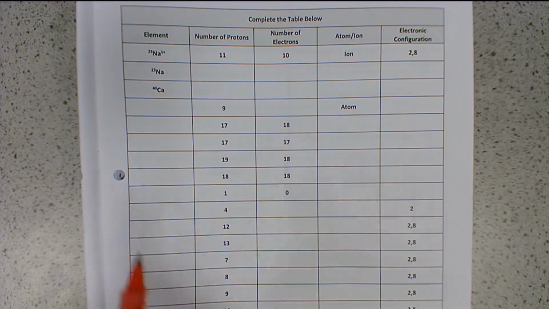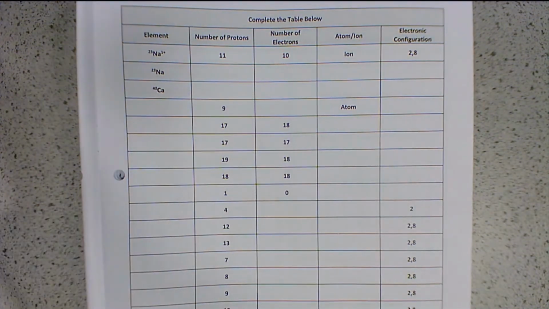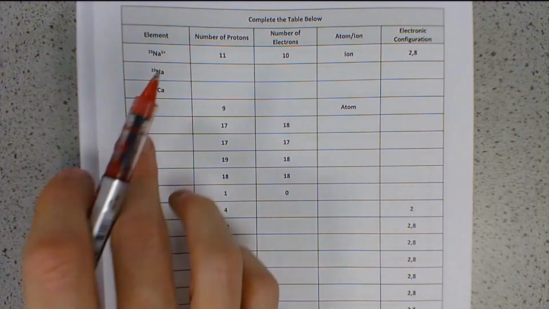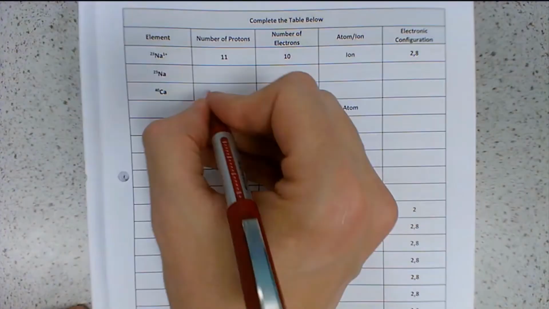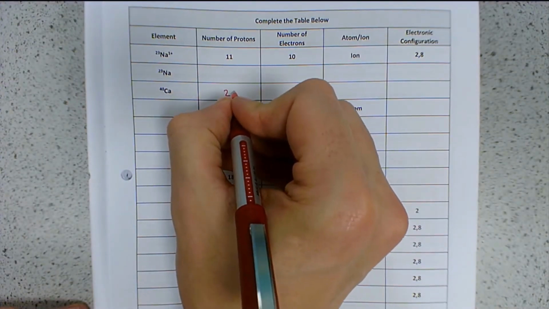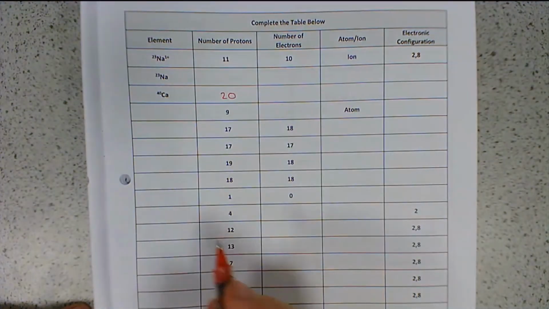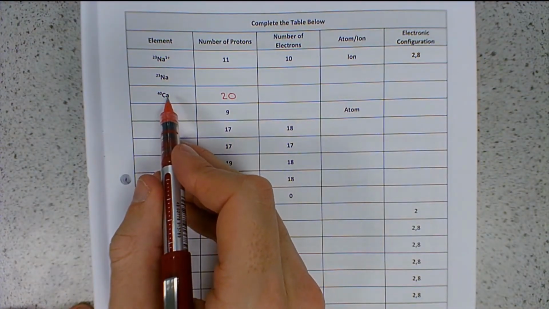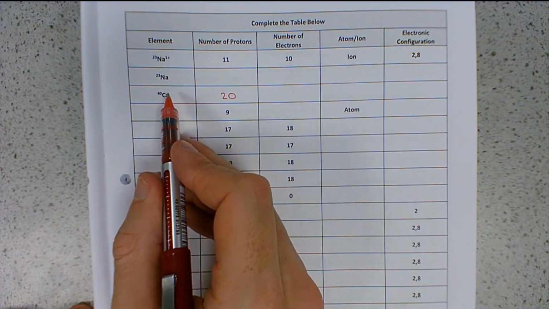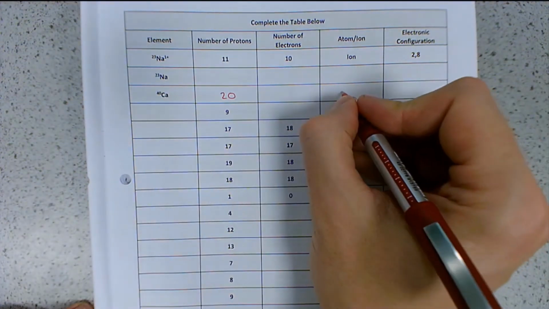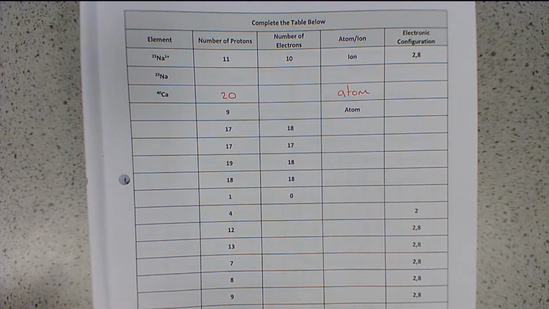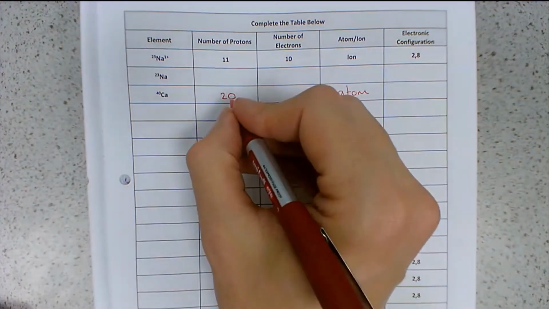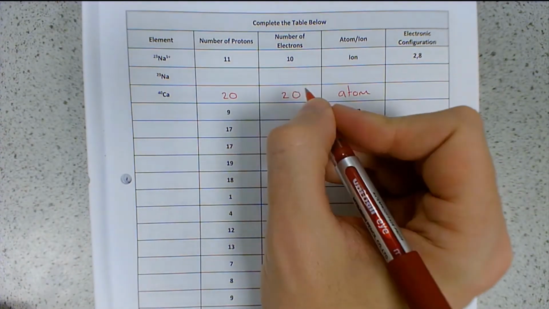So if we take this one here, calcium. So the fact that it's calcium means you can look at it up on the periodic table. It's got an atomic number of 20, which means it must have 20 protons. Now we can see from the symbol it isn't positive, it isn't negative, so it's not an ion, it's an atom. And if it's an atom, it means it must have the same number of protons as electrons. So if it's got 20 protons, it must have 20 electrons.